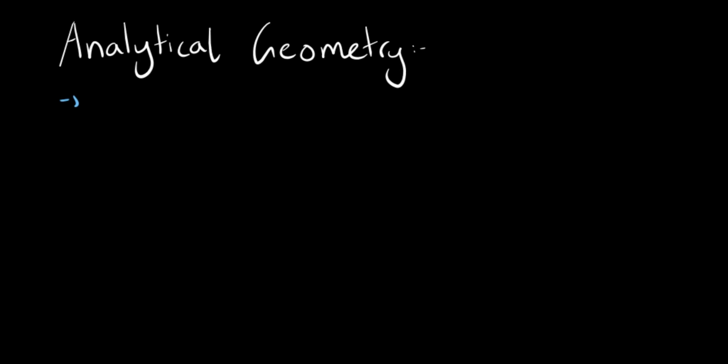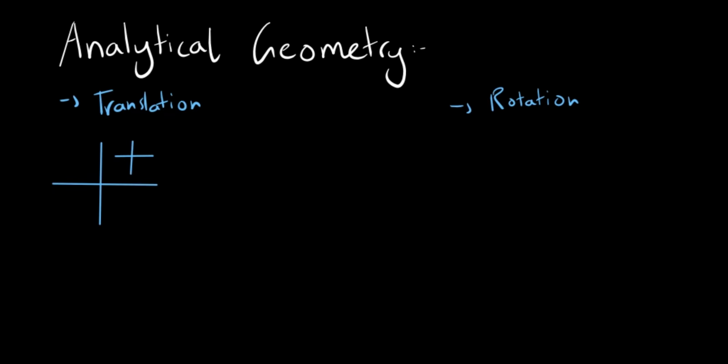So let's focus on translation and rotation. These are subtopics. Translation is कि अगर हमारे पास पूरा x axis और y axis उठ के कहीं और चला गया in the coordinate plane, तो what will the new coordinates of a point relative to that second origin be?